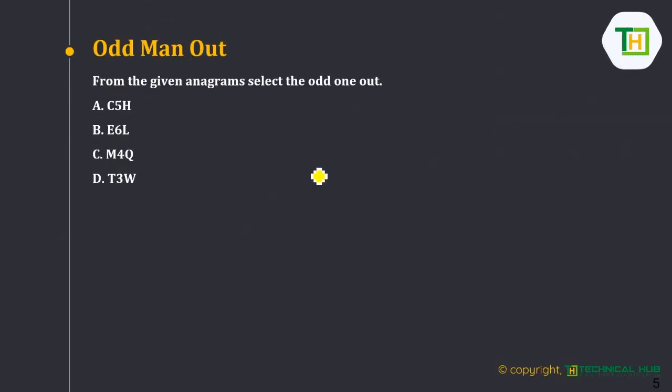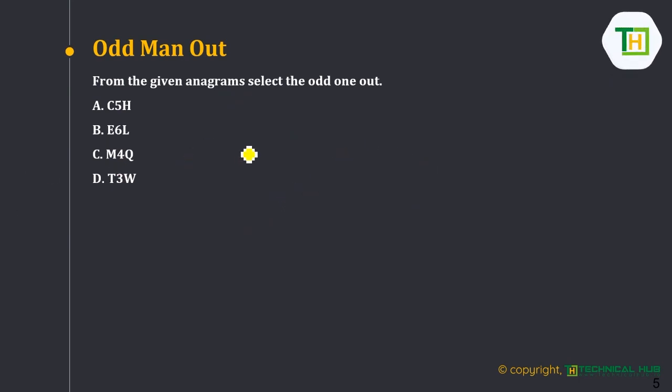Yes. So find the odd man out. From the given anagrams, select the odd man out, meaning given the choices, three are following a particular pattern, whereas the fourth one is completely different from the remaining. Choose that one. So go for the first option.